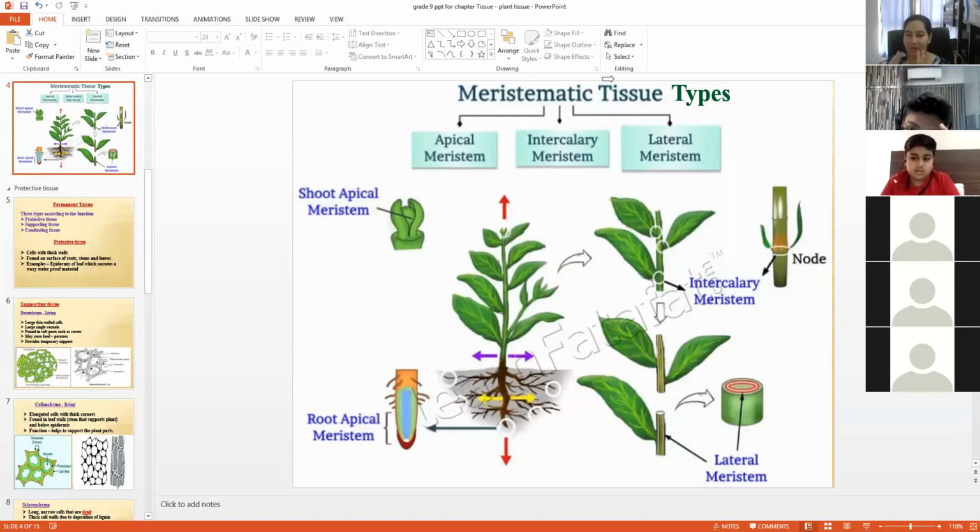See, growth of intercalary leaves is also helping in the growth of leaves. It is helping in the growth of the branches. Okay, right? Thank you, ma'am.